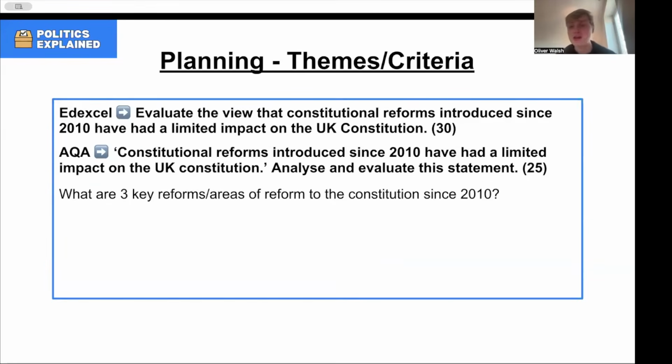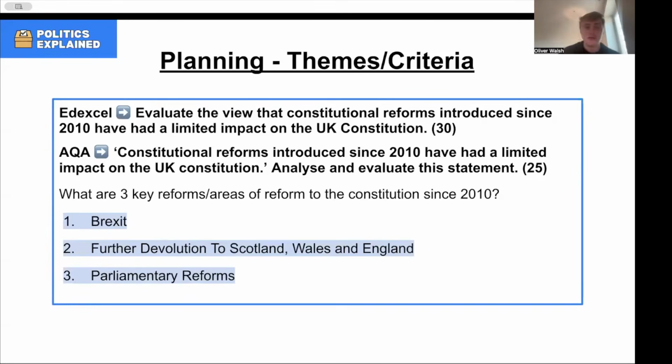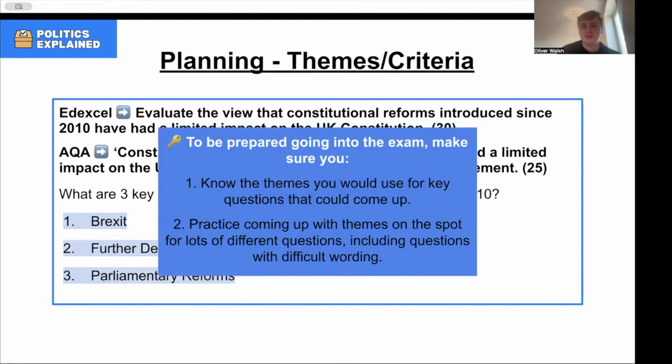And finally, evaluate the view that constitutional reforms introduced since 2010 have had a limited impact on the UK constitution. Here, if we're analysing if constitutional reforms have been successful, one key thing we can do is just look at three key areas of reform. That's where I'd go for Brexit, which is also a massive constitutional reform since 2010. Further devolution to Scotland, Wales and England, and parliamentary reforms. That's three different types of reforms we're analysing, and then we'll be able to come to an effective answer to the question.